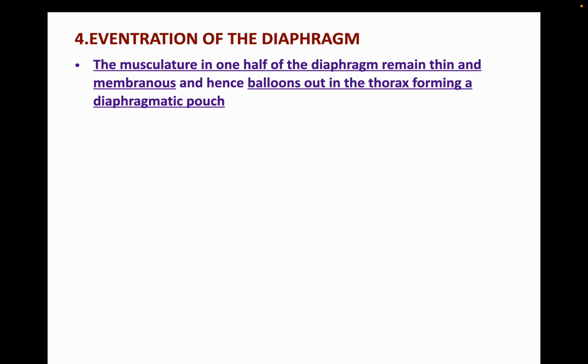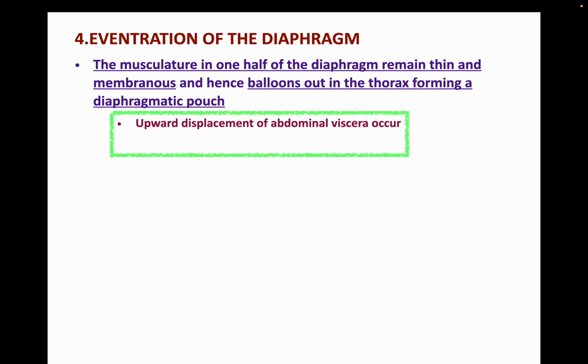Now coming to the fourth congenital pathology of the diaphragm, that is eventration of the diaphragm. The musculature in one half of the diaphragm remains thin. It is not absent, but it remains thin and membranous, and hence ballooning is happening. So it just balloons out into the thorax, forming a diaphragmatic pouch. So upward displacement of the abdominal viscera occurs.